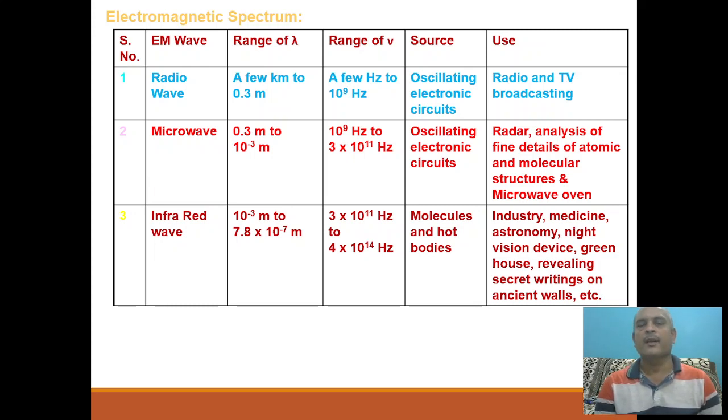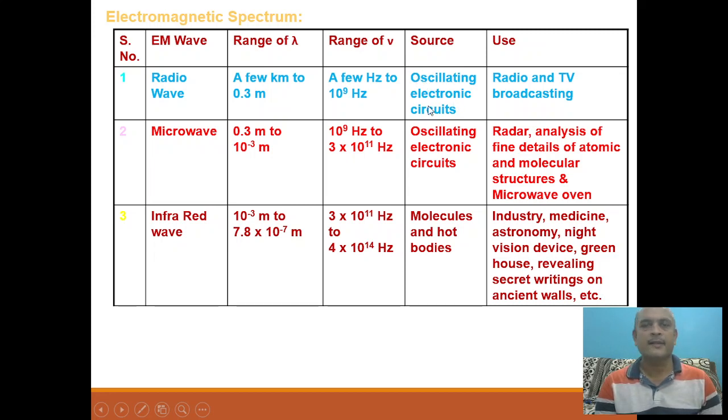So we arrange these components in order of wavelength or frequency. Number one, radio wave. Its wavelength is from a few kilometers to 0.3 meters. If wavelength is higher, the frequency will be lower, and if wavelength is lower, the frequency will be higher. So we are going in descending order of wavelength and ascending order of frequency. So radio has the highest wavelength, maybe a few kilometers, down to 0.3 meter. Frequency will be in the 10 to the power 9 hertz range. It can be produced by an oscillating electric circuit, as we discussed earlier in the Hertz experiment.